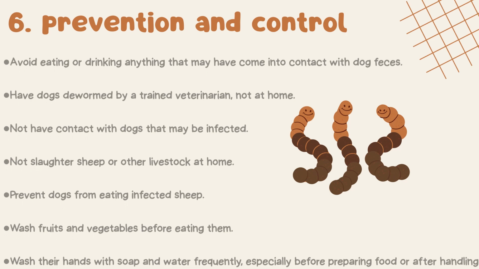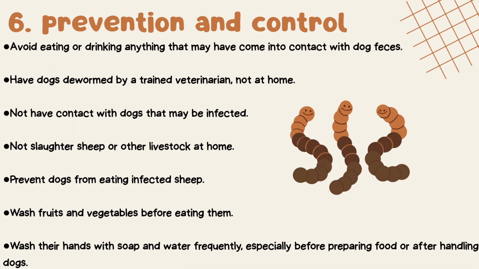Prevention and control. Avoid eating or drinking anything that may have come into contact with dog feces. Have dogs dewormed by a trained veterinarian, not at home. Do not have contact with dogs that may be infected. Do not slaughter sheep or other livestock at home. Prevent dogs from eating infected sheep. Wash fruits and vegetables before eating them. Wash your hands with soap and water frequently, especially before preparing food or after handling dogs.